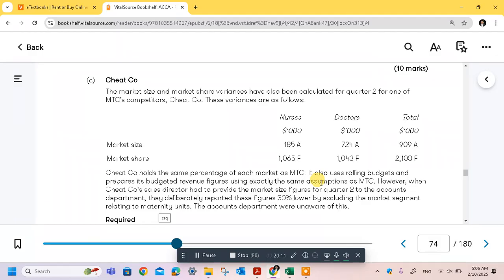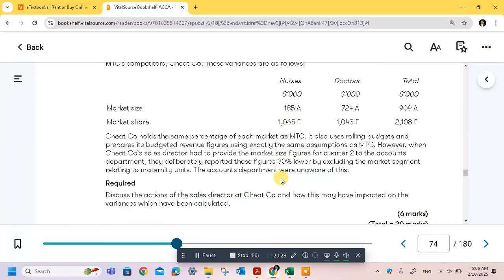Okay. See, when they are revising the budget, he deliberately reduced it by 30% by excluding the market segment relating to maternity units. The accounts department was unaware of this. Discuss the actions of the sales director at Cheat Company and how this may have impacted on the variances which have been calculated.